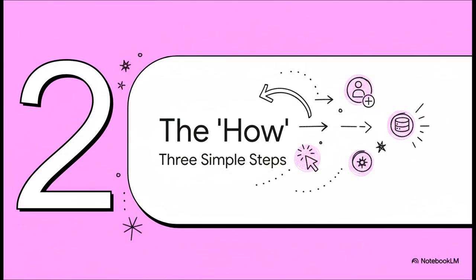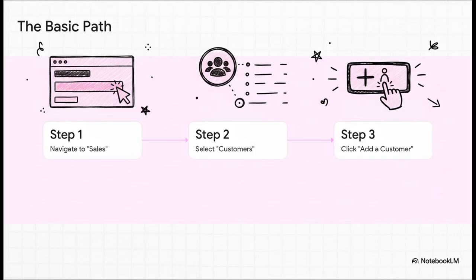Okay, so now for the good part, the how. And you're going to love how straightforward NuMetric makes this whole thing. Seriously, getting started is just a matter of a few simple clicks. Here's the path. It's super simple. From your main dashboard, you're just going to head to Sales. Then click on Customers. And right there, you'll see that big Add a Customer button. That's your starting point. Easy as that.